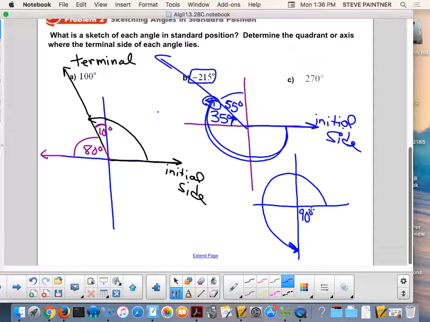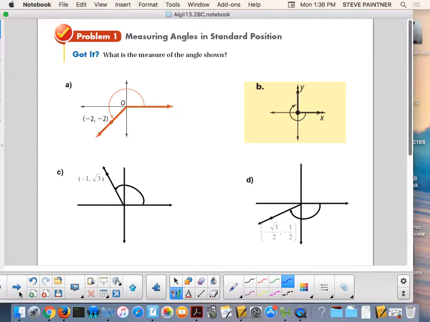Okay? Good? Draw an angle is pretty simple. Negative is clockwise. Positive is counterclockwise. Okay? We're moving on, right? Okay. Oh, sorry. Okay, go back here.